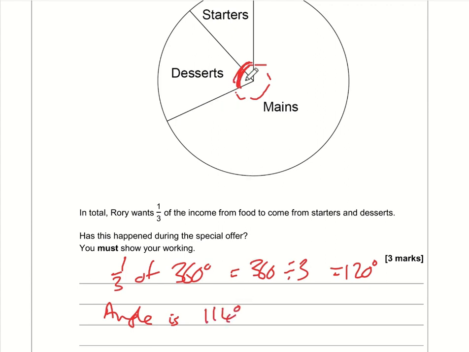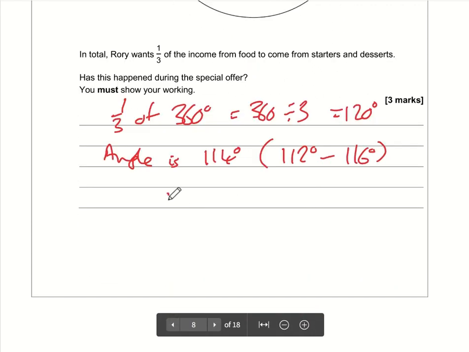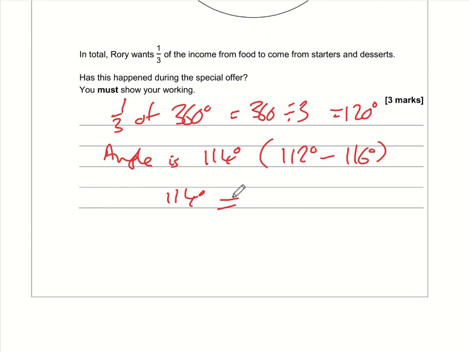Unfortunately, I can't demonstrate how to measure the angle using a protractor here. Although if you measure it anywhere between 112 and 116, that's acceptable. And we can simply say that, well, 114 degrees is not 120 degrees. So this shows that 1/3 of the income is not from starters and desserts.